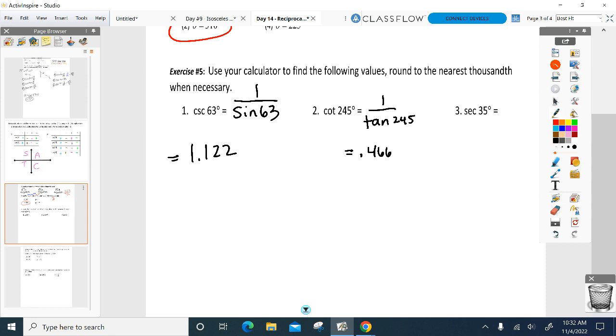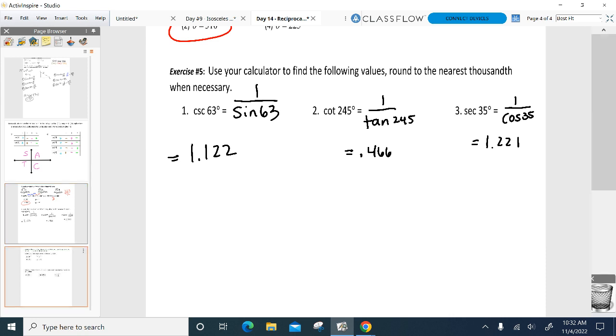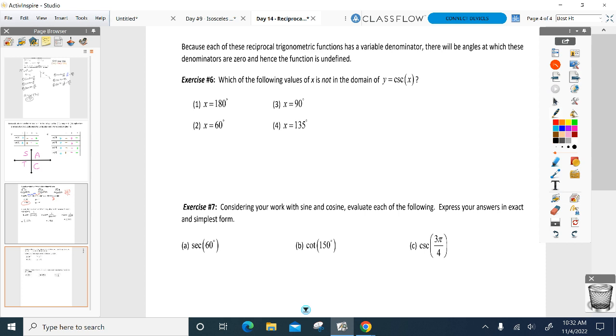And then secant. What's secant related to? Cosine. So I do 1 over the cosine of 35. Always flip it. And that's going to be 1.221. Any issues? Couple more. Flip one of the original 3. Gonna keep saying it. All righty.